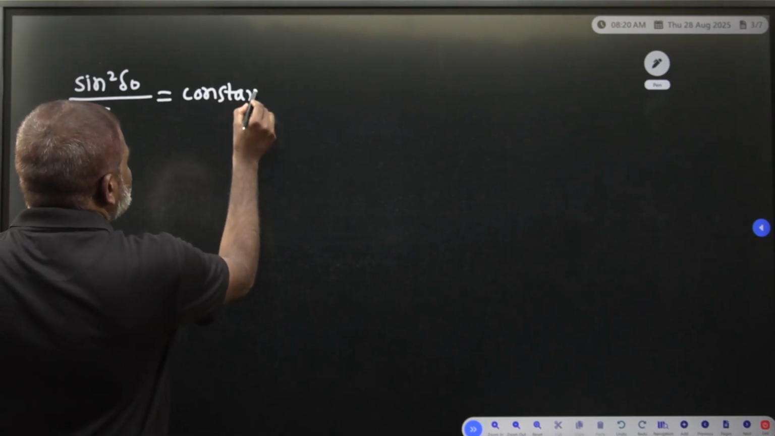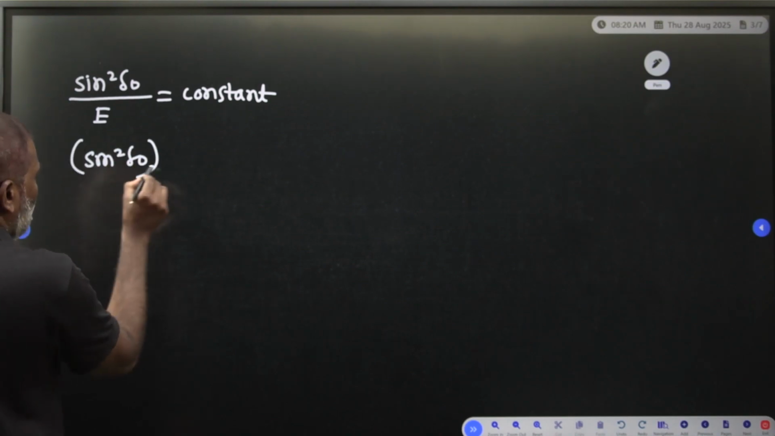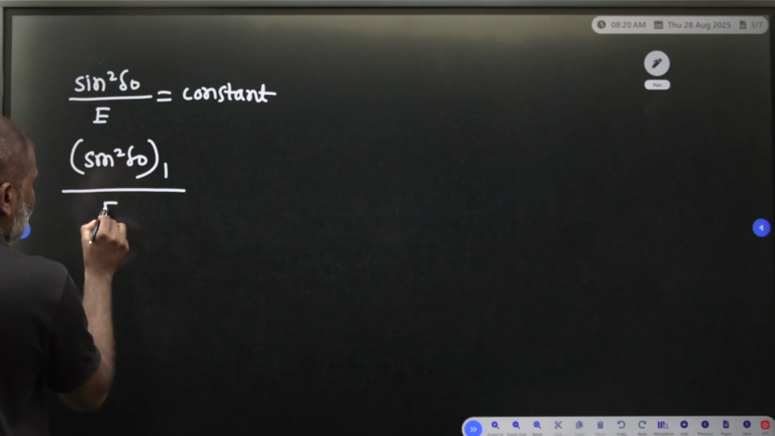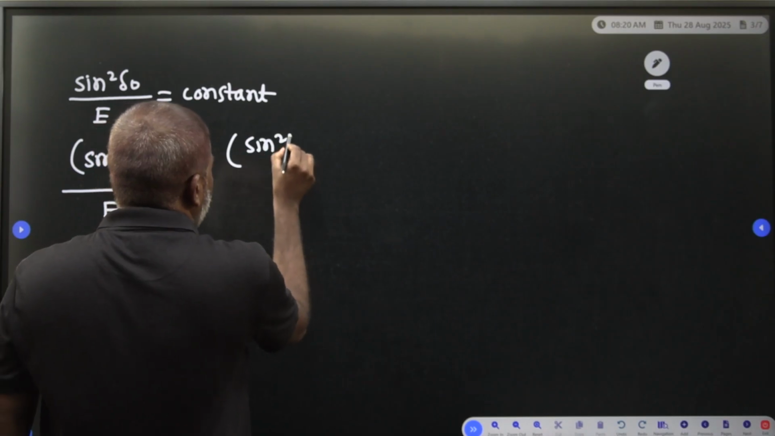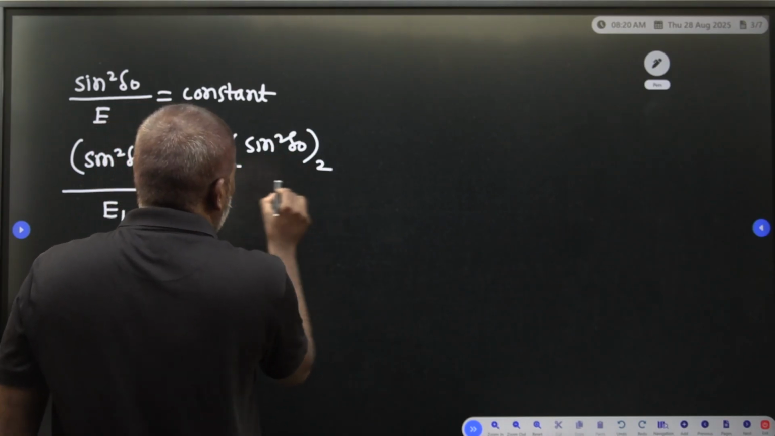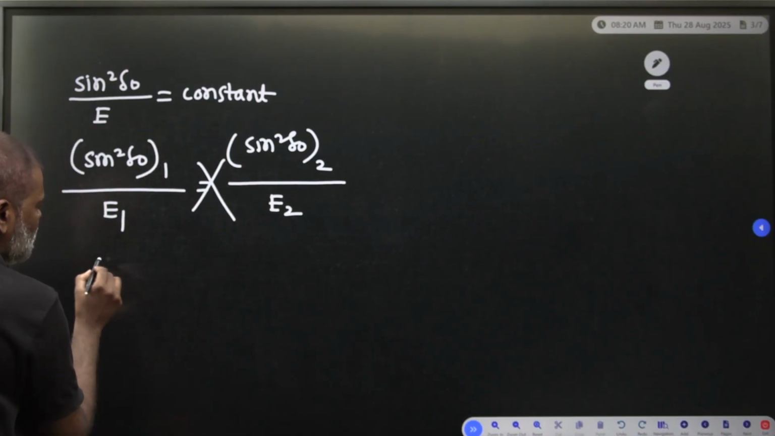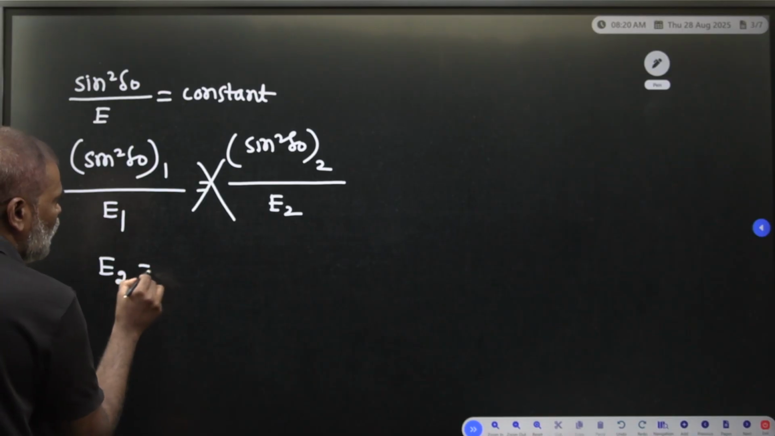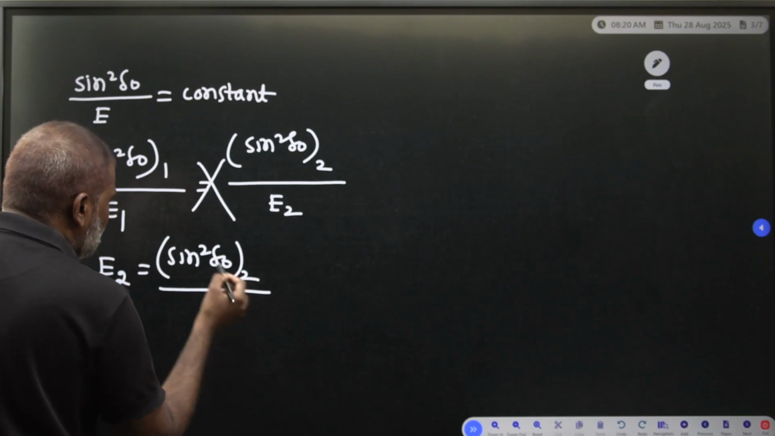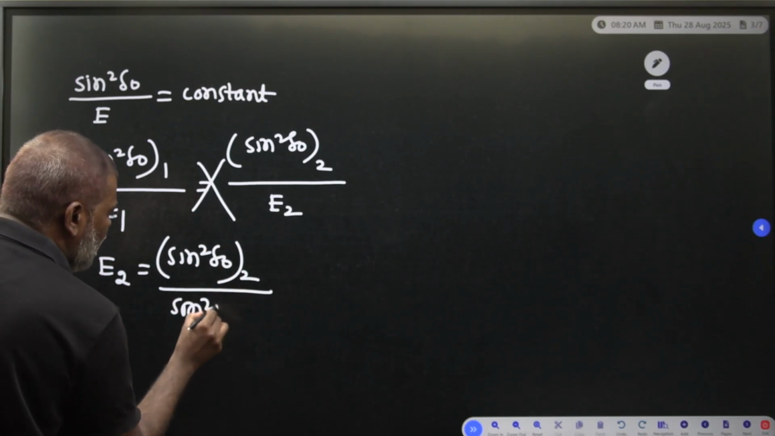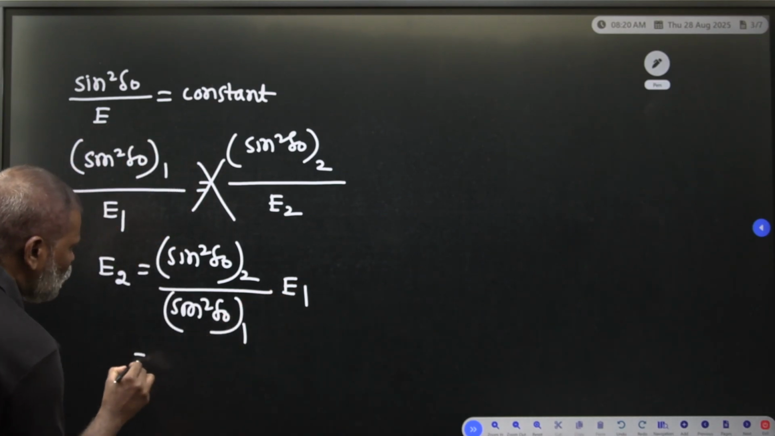Based on this, we write sin square delta 0 for the first beam of particles, whose energy is equal to E1. Now for the second beam of particles, sin square delta 0 divided by E2. Cross multiplying, E2 is equal to sin square delta 0 for the second beam of particles divided by sin square delta 0 for the first beam of particles, into E1.